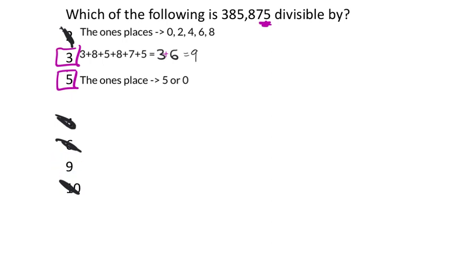So is it divisible by 9? Yes, it is, because 36 is a multiple of 9, but again, we added the 3 and 6 to get the 9, which means it is also divisible by 9.